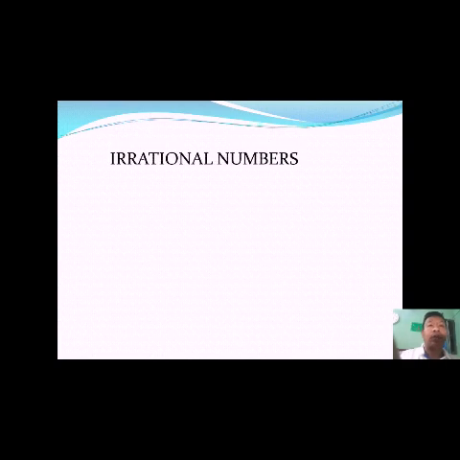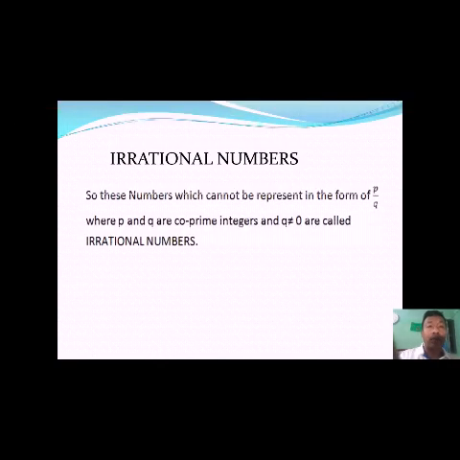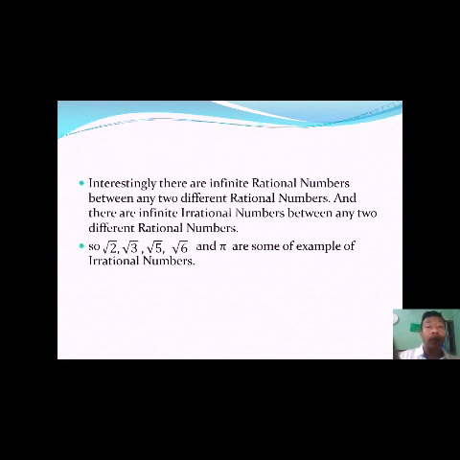So let us see the definition of irrational numbers now. The numbers which cannot be expressed or represented in the form of p by q, where p and q are co-prime integers and q not equal to 0, are called irrational numbers. Examples: root 2, root 3, root 5, root 6, and pi are some of the examples of irrational numbers.